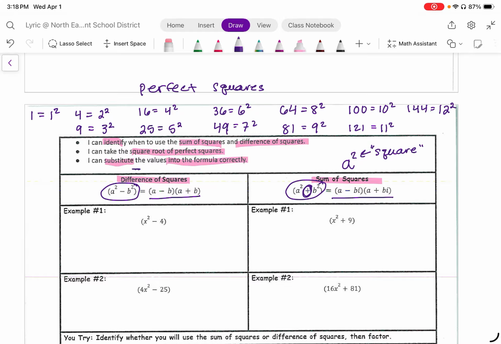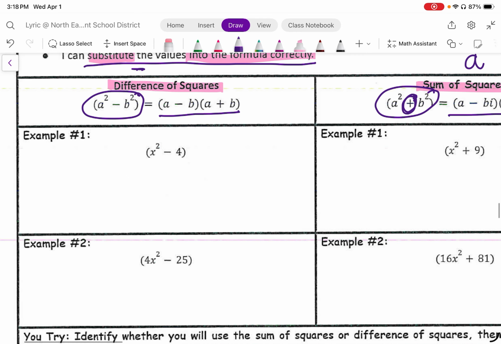So this is our steps. We start by identifying the perfect square. Then we take the square root of those squares, and then we substitute the values into the formula. So for example 1, it says x squared and 4. Now I know this is a perfect square because x times x is x squared. So if we were to square root x squared, we would get x. Now 4 is also a perfect square because we said 2 squared is 4. So the square root of 4 is 2.